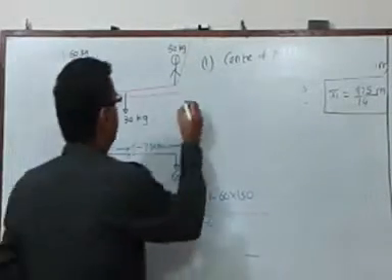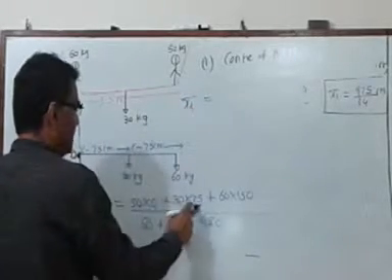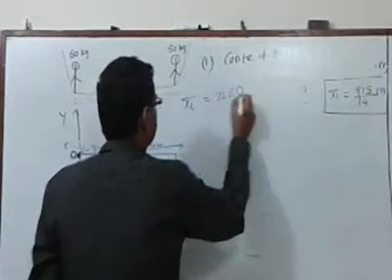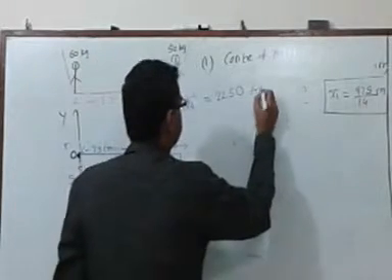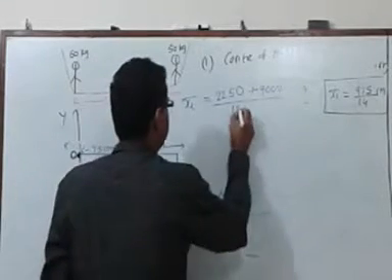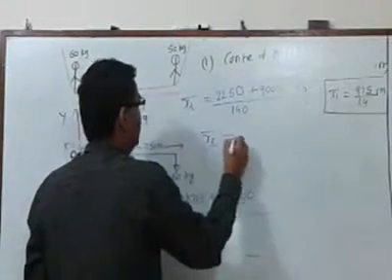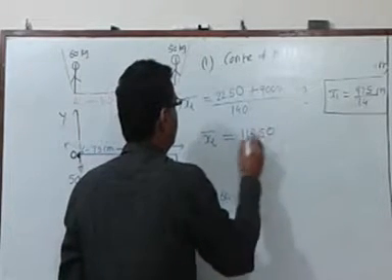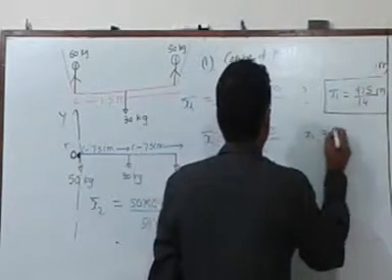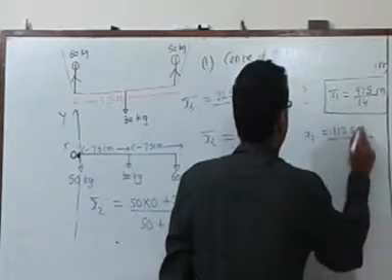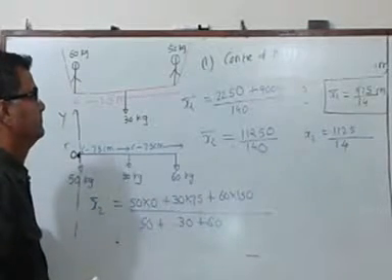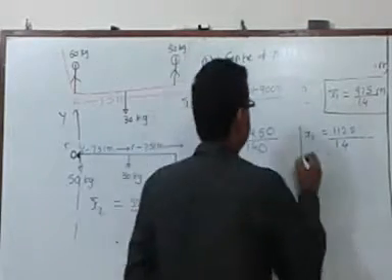We will get x2 bar as 30 into 75, that is 2250, plus 60 into 150, that is 9000, upon 50 plus 30 plus 60, which is again 140. That gives me x2 bar as 11,250 upon 140. If I cancel out a 0, I will get the new position as 1125 upon 14. This is the new position of the center of mass.